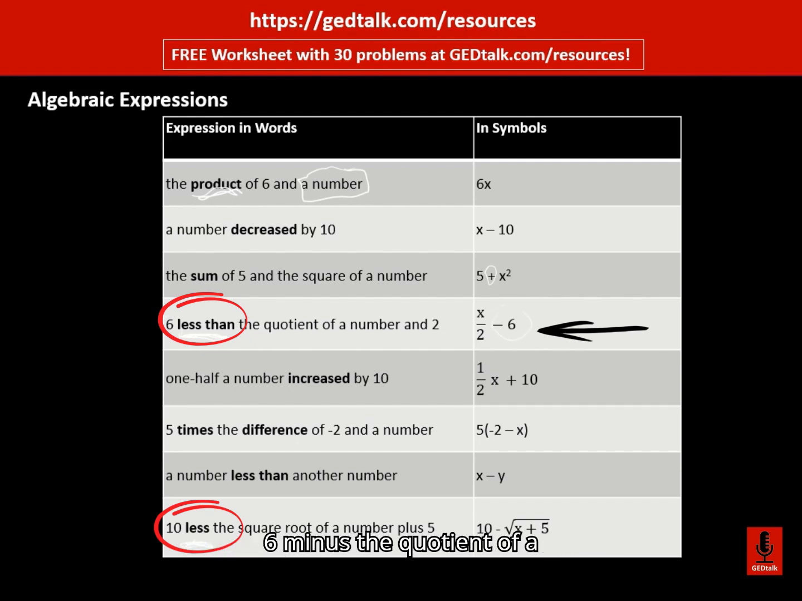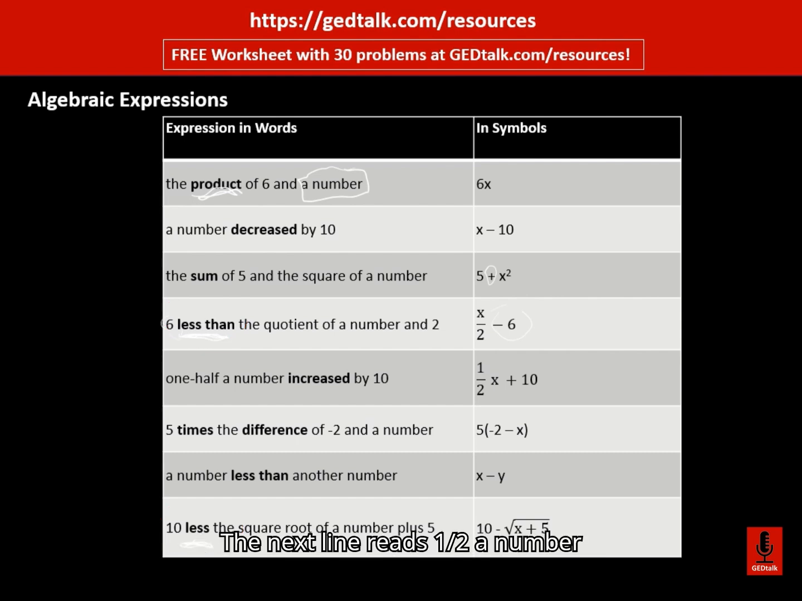You're not going to do 6 minus the quotient of a number. If you did that, it would say 6 less the quotient of a number. It says 6 less than, which is really important, folks. Pay attention to that. The next line reads 1/2 a number increased by 10. So 1/2 is 1 over 2. A number, introducing a variable again. Increased means adding by 10.